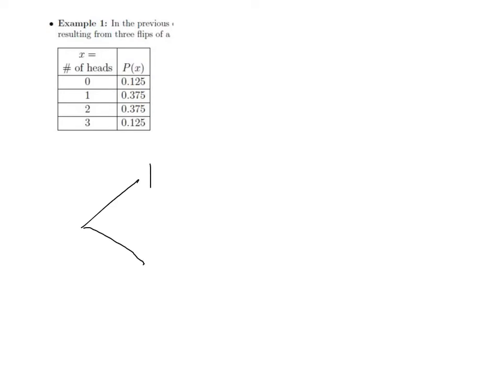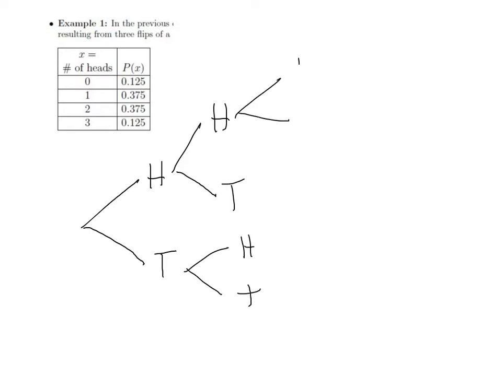So on the first flip, I can either have heads or tails. On the second flip, I can either have heads or tails in that situation, or heads or tails in this situation. And again for the third coin, heads or tails, heads or tails, heads or tails, heads or tails.